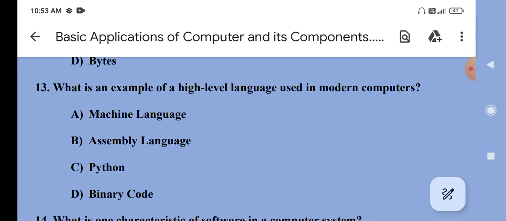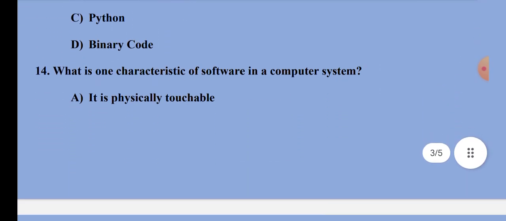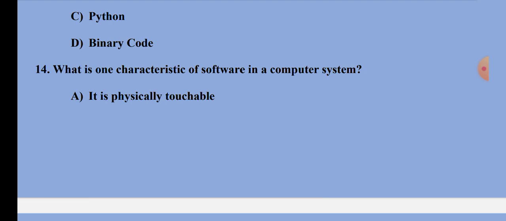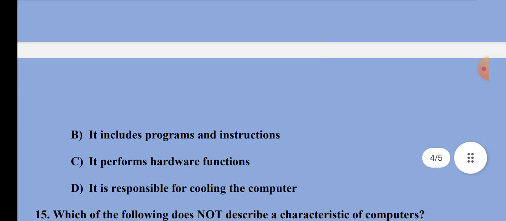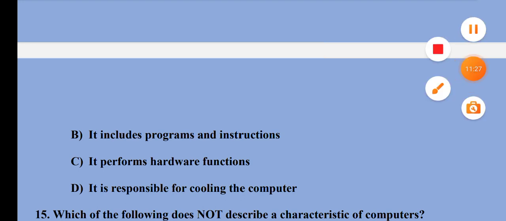Moving to our next question. Question number 40. What is one characteristic of software in a computer system? It is physical, touchable. Can we touch software? No. It includes programs and instructions. It includes programs and instructions. No, this won't be it either. Yes, it is, actually, this is the definition of software. It performs hardware, this won't be it. It is a smart for cooling the computer. No. The right option is option B.